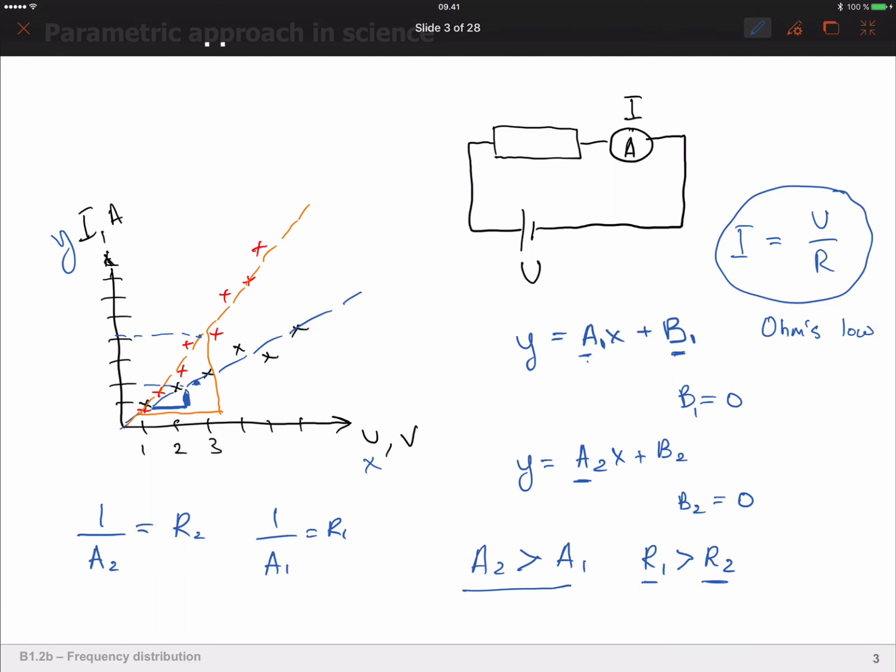So it's a very simple approach. Get the data, fit the data with a known function, calculate the parameters of this function, and then use these parameters to describe the data and to compare the data, like we compared these 2 metals.